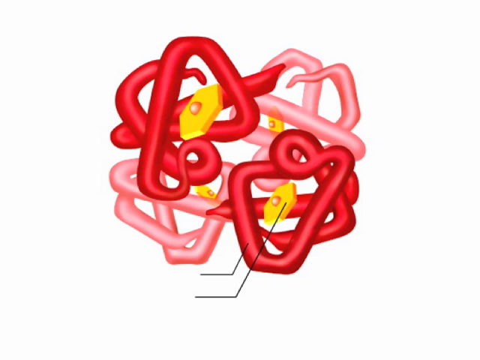This is a hemoglobin molecule. You can see that there are 4 polypeptide chains, 2 in red, 2 in pink. And then there's the iron-containing heme group in the center of each of those polypeptide chains.